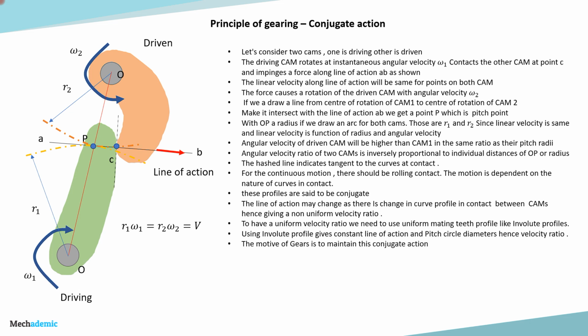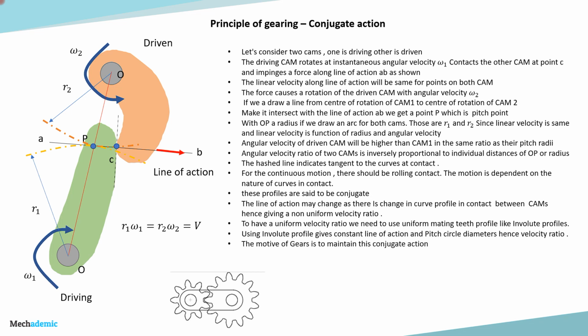So one way of doing that is using the involute profile teeth. So that is the reason why involute profile teeth are used in gears, because they give conjugate action at the contact and they give the rolling motion between the teeth. So using the involute profiles, we get a constant line of action and pitch circle diameters. Hence, we get the constant velocity ratio. And that is the motive of gears. The gears are used to reduce the speed or increase the speed, or to reduce the torque or increase the torque, which is having a constant ratio.